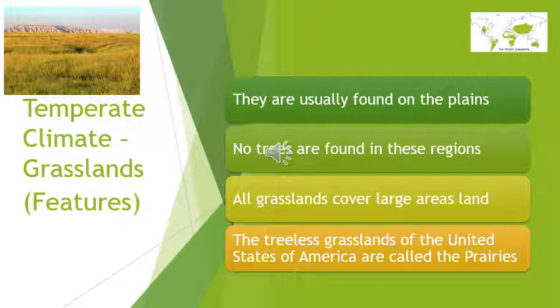And there is a lot of difference between grasslands of the northern hemisphere and those of the southern hemisphere. During winter months, the northern part of the grasslands is covered with snow, but in the southern hemisphere there is no snow.